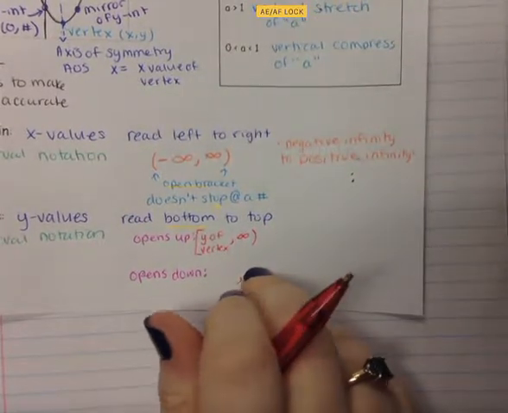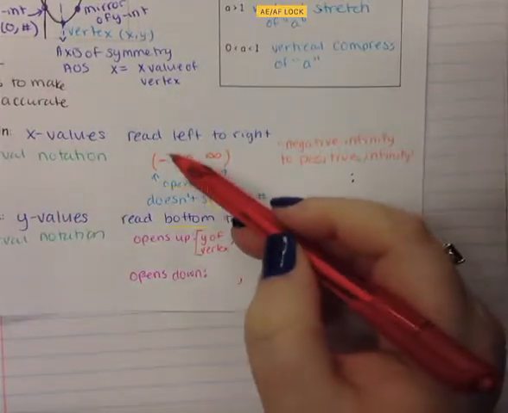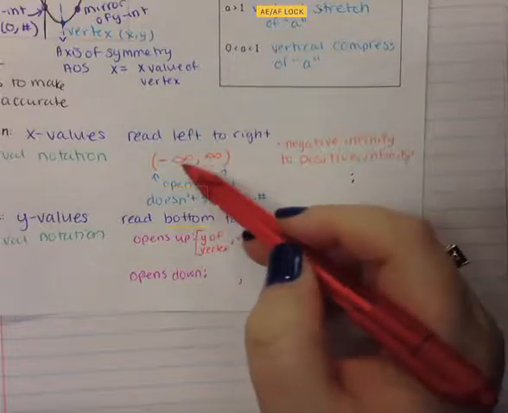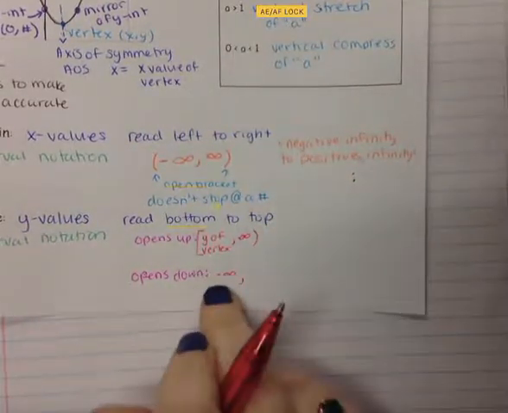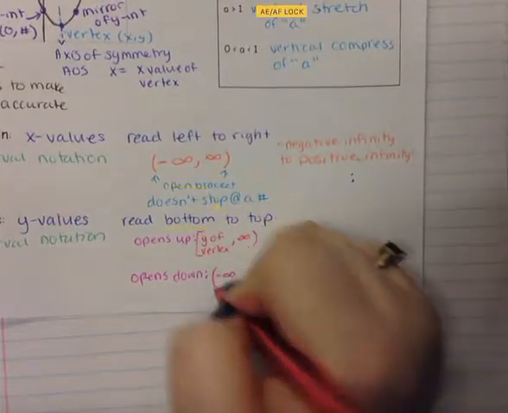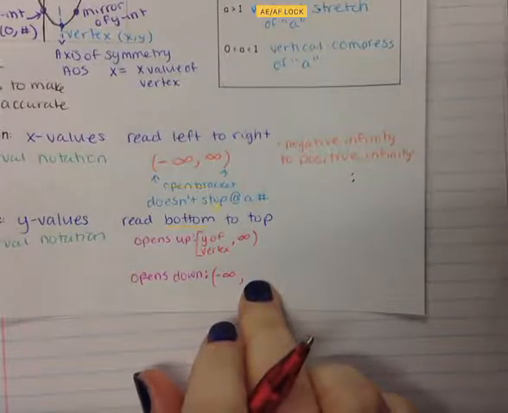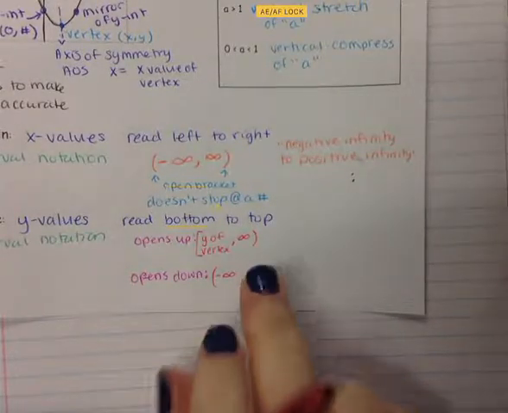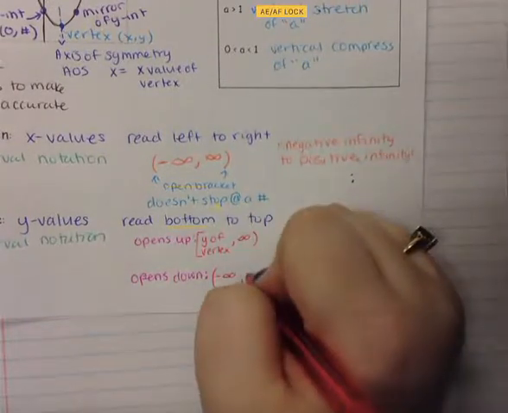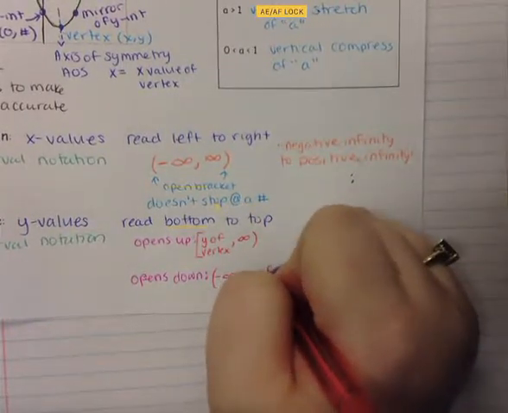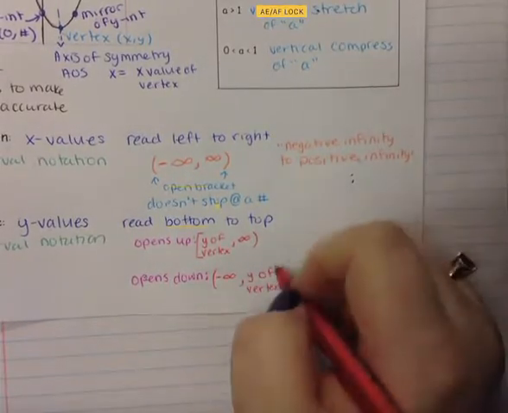That means that it goes down forever, so our negative infinity is always written in the first spot. So we put negative infinity, and because it doesn't actually hit it, we know that's going to be an open bracket. But it will stop somewhere. And again, it stops at that vertex because that's the highest point. And it's range, so we want that y value of the vertex. And since it stops there, we can use a closed bracket.